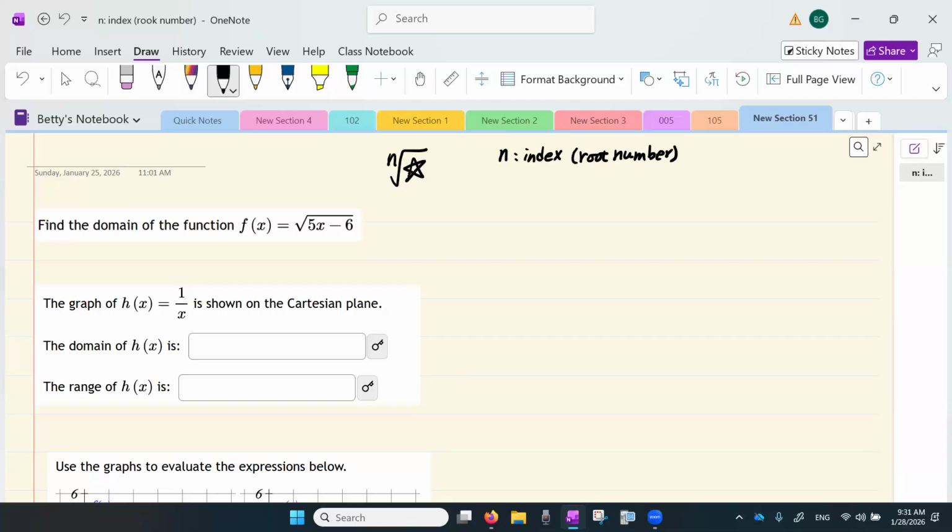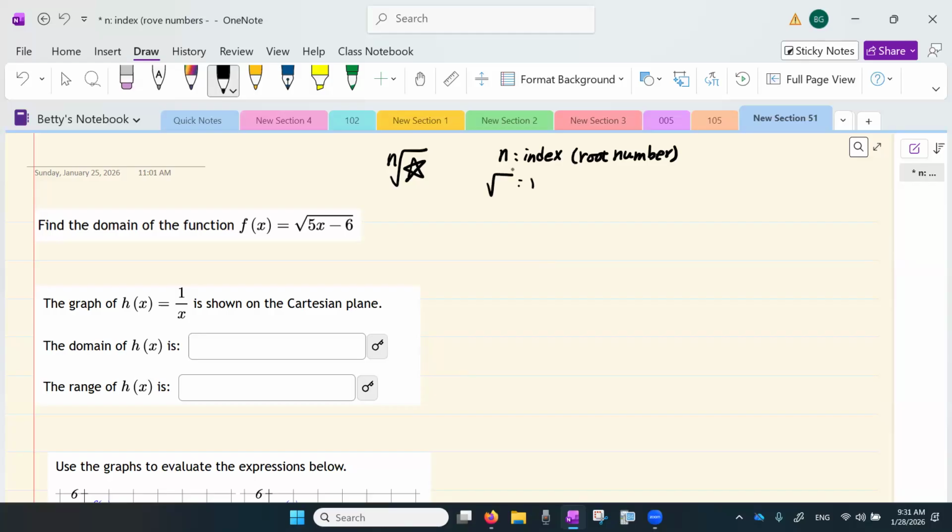But if n is 3, then the radical is a cube root. So for example, this is square root of x. We don't really write the 2 out. Most of the time we just do not write it out. It's defaulted as 2, square root. If n is 3, then that is a cube root, right? If n is 4, that is the fourth root, and so on. So that's the first part in a radical, called a root number or index.